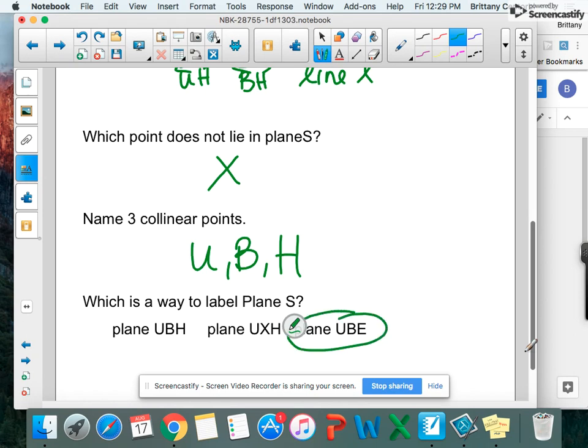So take a minute to go through the notes, think about any questions that you have, and write those down on the right-hand side of your notes. And if you have any questions while doing the worksheet, you can add those to that section there too.